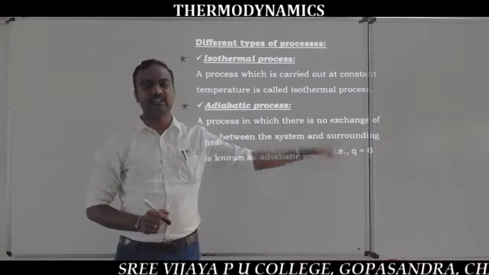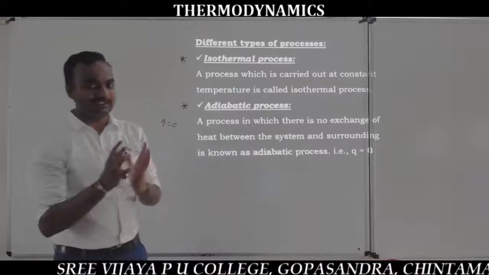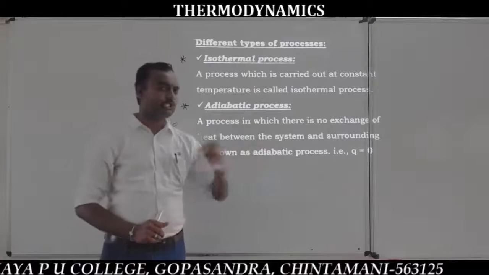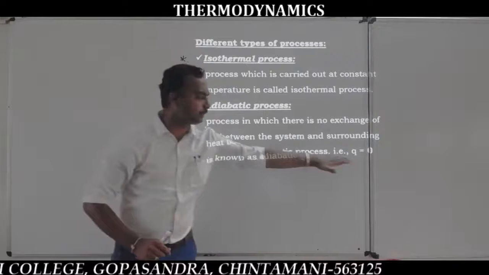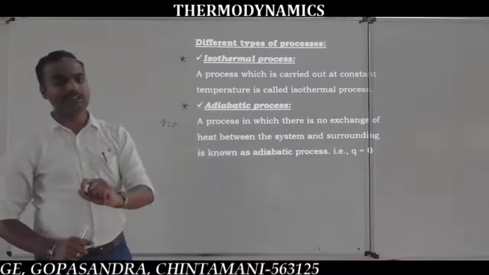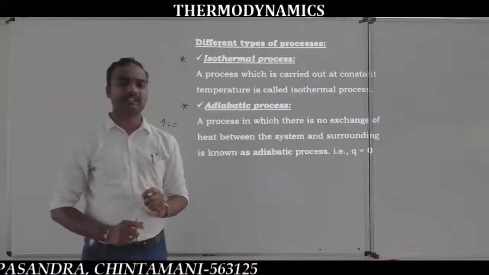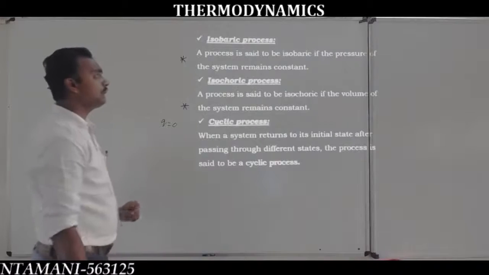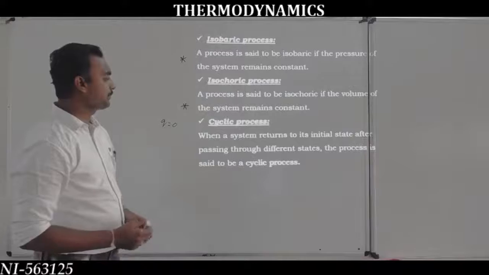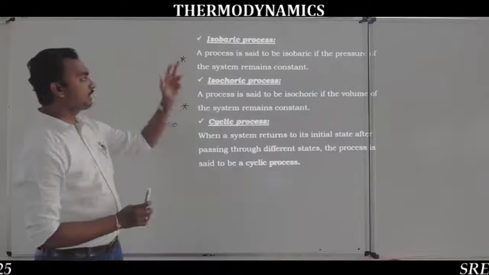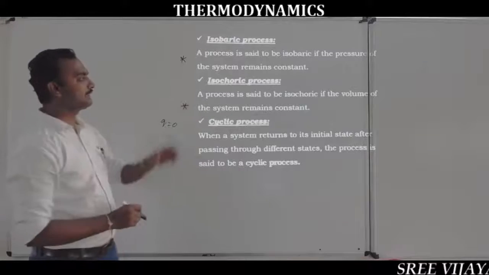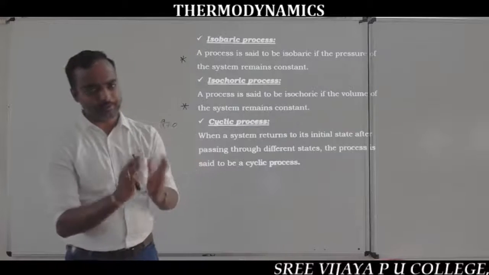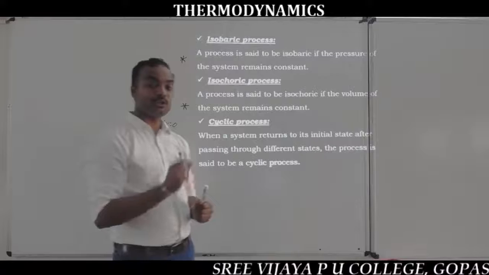Q is heat exchange, so heat exchange does not happen. If heat exchange is not happening, that process is called adiabatic process, and for that Q is equal to 0. This is very important for problems. If a problem says adiabatic, definitely the value of Q is 0. You should know that. And next are the isobaric process, isochoric process, and cyclic process. What is meant by isobaric? Isobaric is nothing but a process carried out at constant pressure. Constant temperature, isothermal; constant pressure, isobaric.